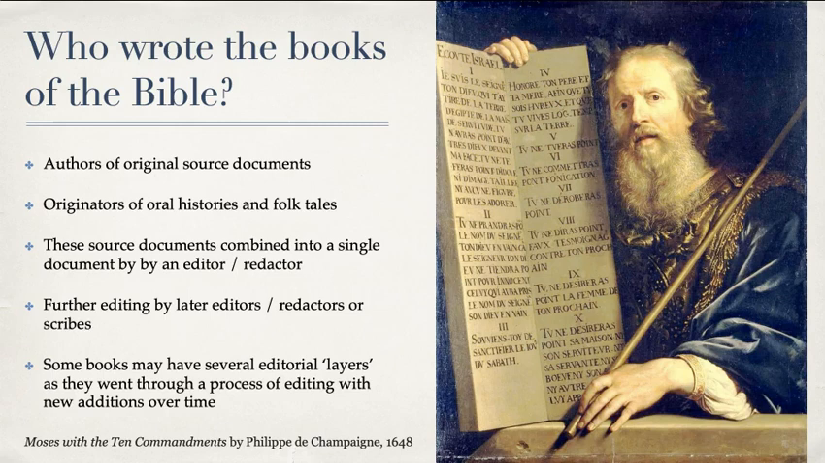Some books may have several editorial layers as they went through a process of editing with new additions over time. And one of these layers that can be detected in some of the books is what is called the Deuteronomistic redactional layer. An editor, a writer who had a Deuteronomistic way of thinking, was involved in the framing. It may not have been the original writer of the book, but was certainly a prominent and important editor at some stage in the redactional process.